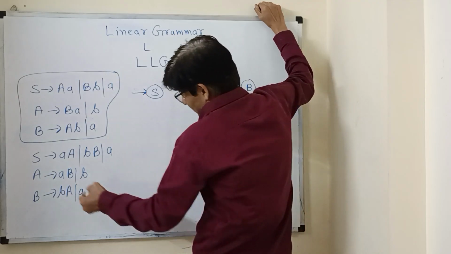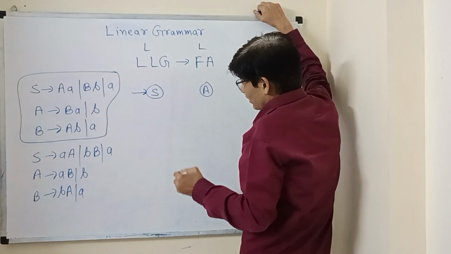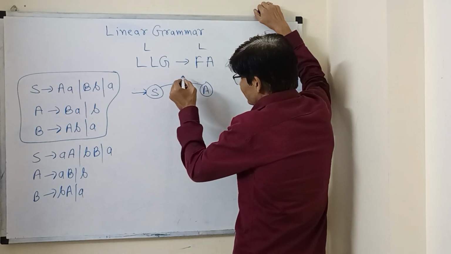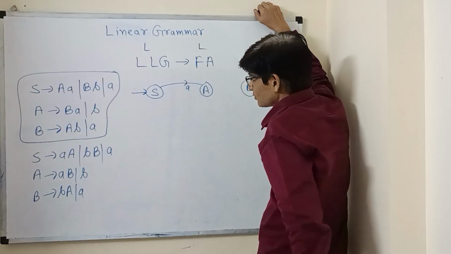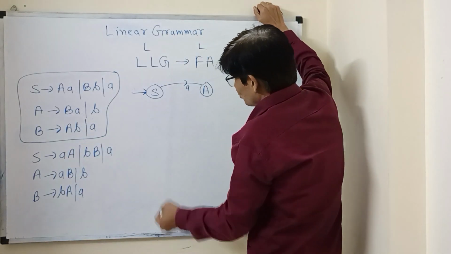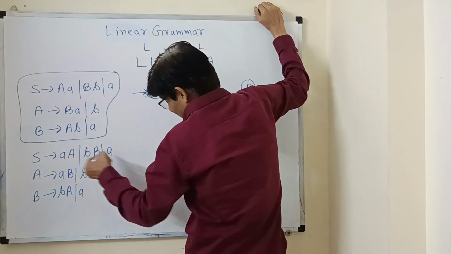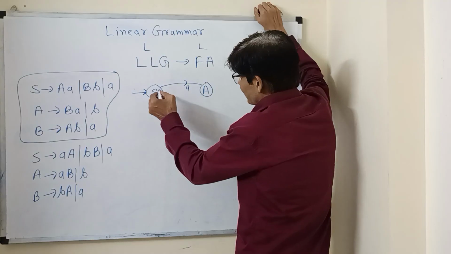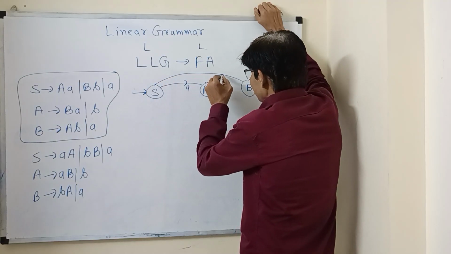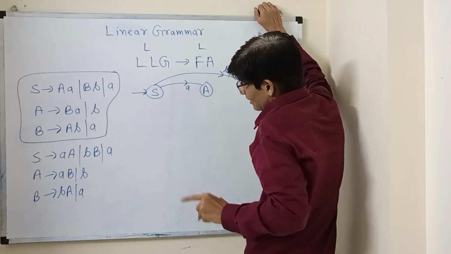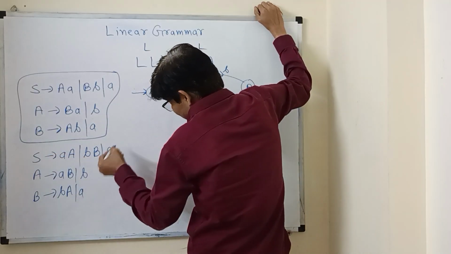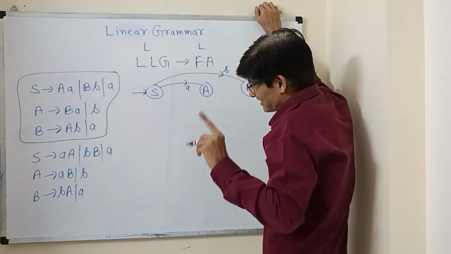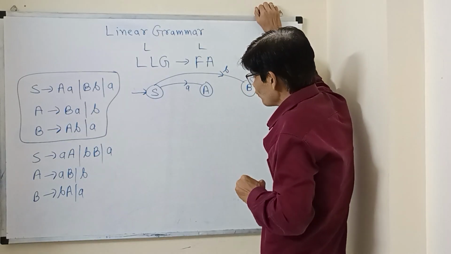Now we have the production S gives small a, capital A. So we can convert this particular production into a transition like this. Then we have another production, S gives small b and capital B. So I can create a transition like this, B. Now we have S gives A. So there is only one terminal on the right hand side, which means this transition must go to a final state.